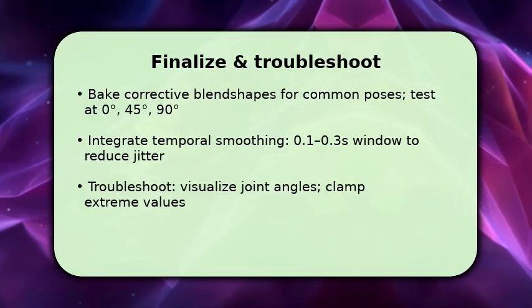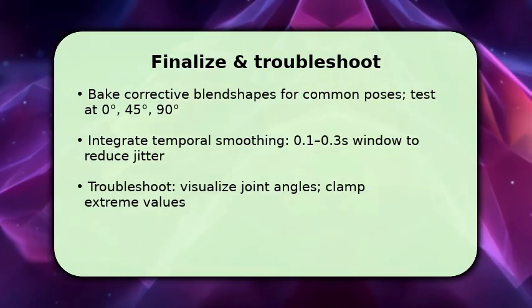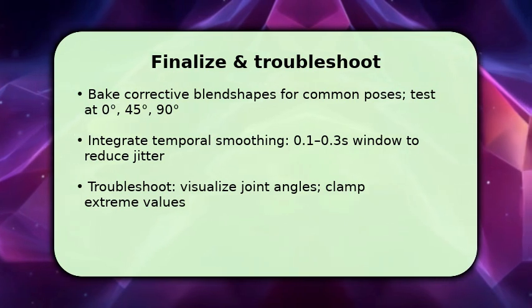If things go wrong, visualize joint angle distributions to find outliers, then clamp or retrain.